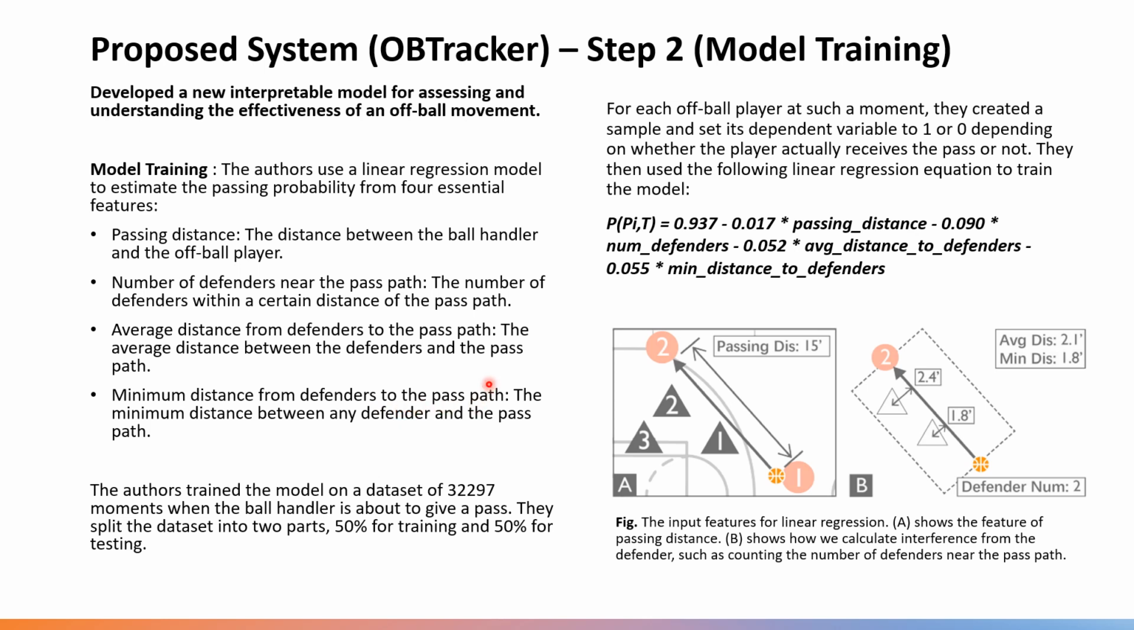Now, using all these features, the probability is calculated whether the person who did the off-ball movement would get a pass or not. The data set is basically divided into two parts, 50% for training and 50% for testing.